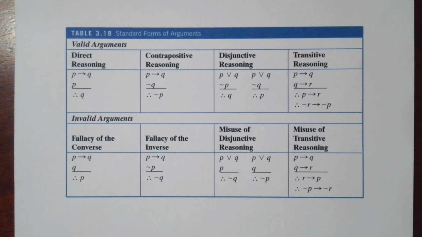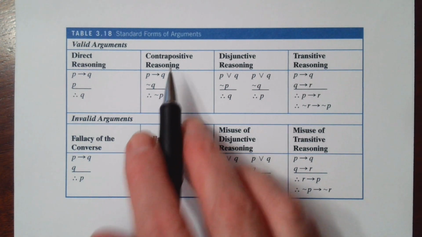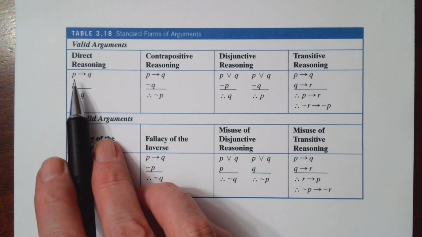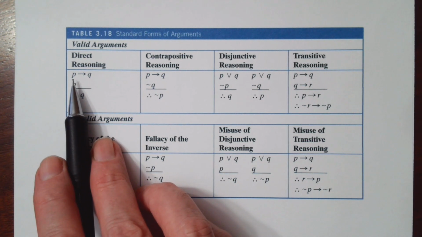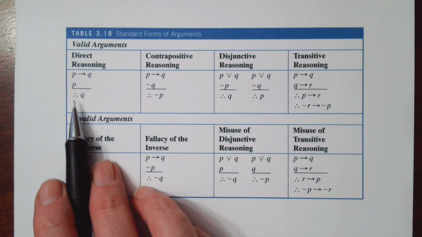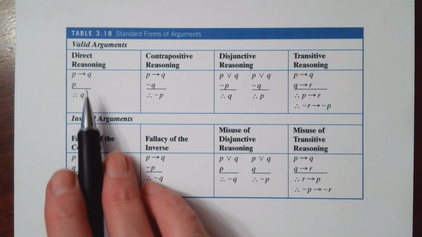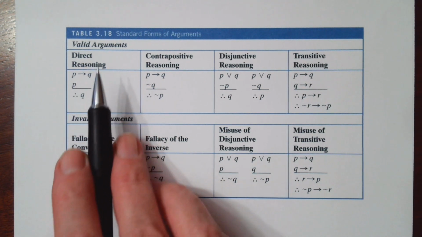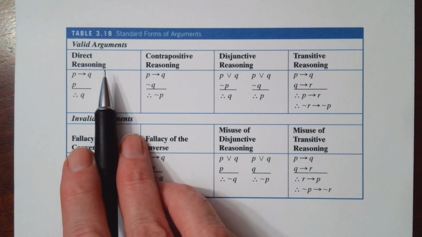All right, in 3.7, there's one more thing I need to discuss, and it's standard forms of arguments. So actually, most of the arguments that we did using truth tables can be solved if we know these standard forms. So for example, if your premises are that P implies Q and P, therefore Q, this is considered a valid argument, and this is direct reasoning.